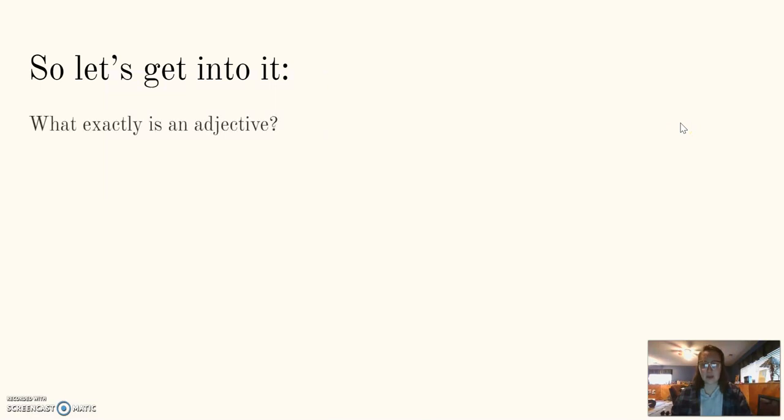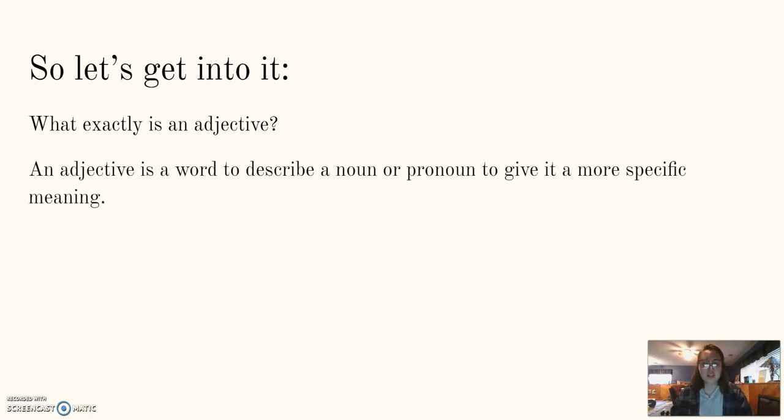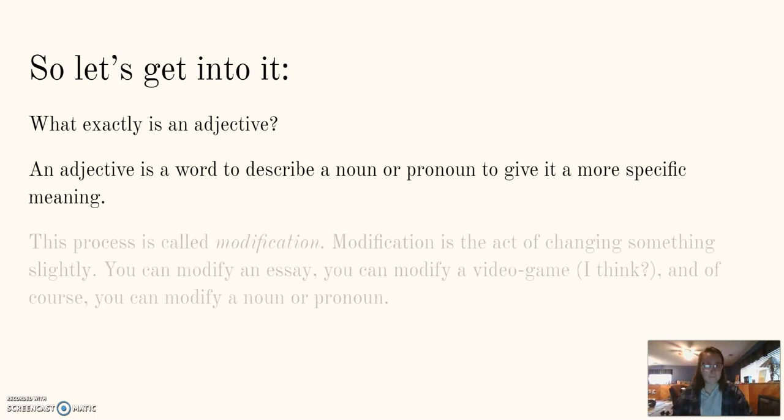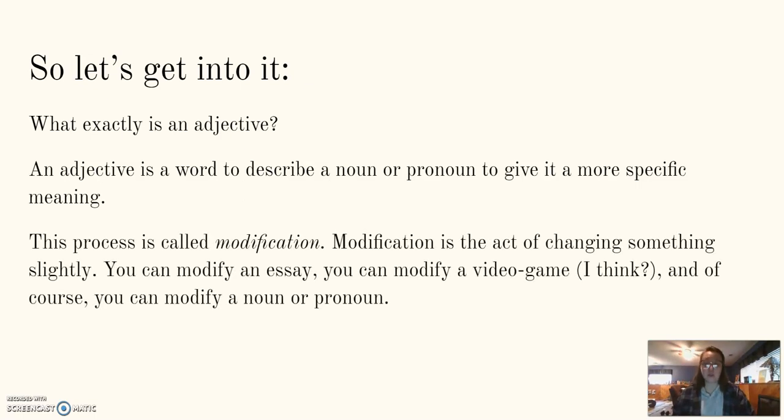So when we really get into it, I think it's important, even though I know that you probably learned about adjectives back in elementary school, back in probably middle school at some points too, to define what an adjective is, just so we know what we're looking for when we go into our worksheets and such. So an adjective is a word to describe a noun or pronoun to give it more specific meaning. And this process is called modification.